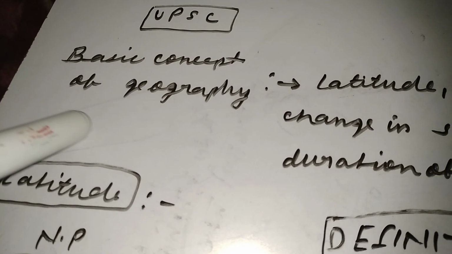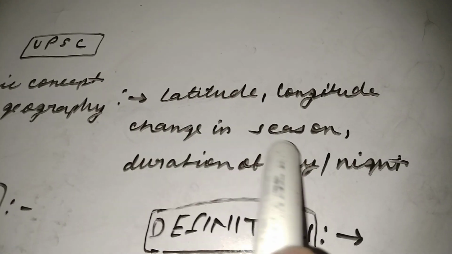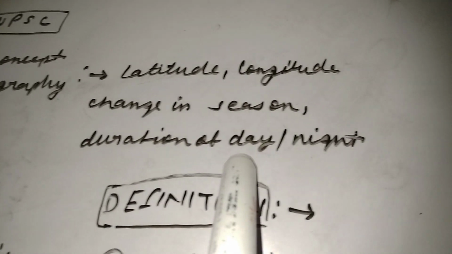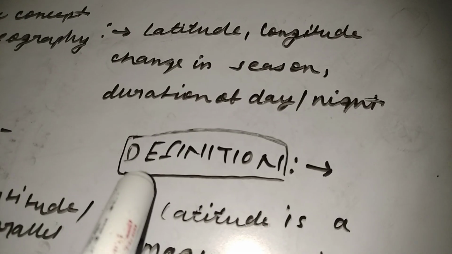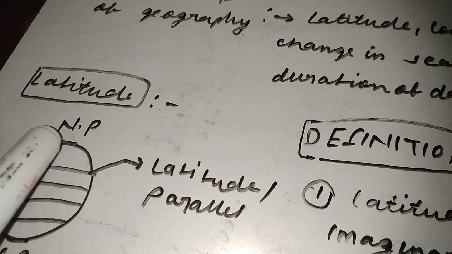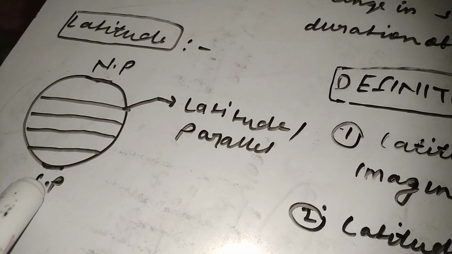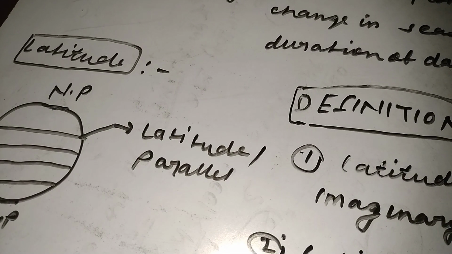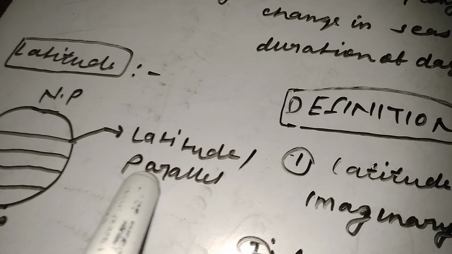Basic concept of geography: latitude, longitude, change in season, duration of day and night. First, we study latitude. So, latitude, this is North Pole, South Pole. This is the latitude, also called parallel.